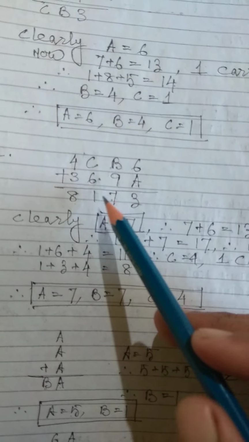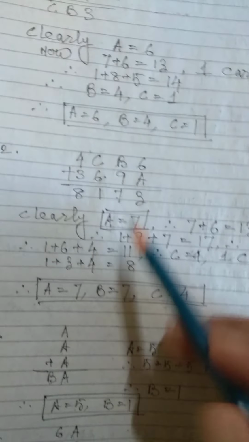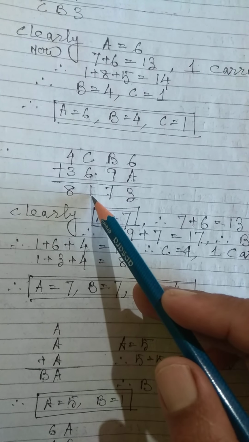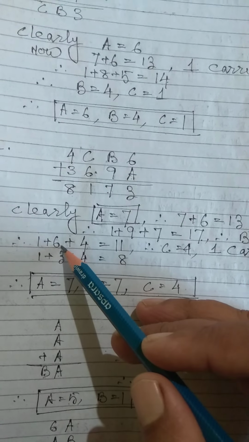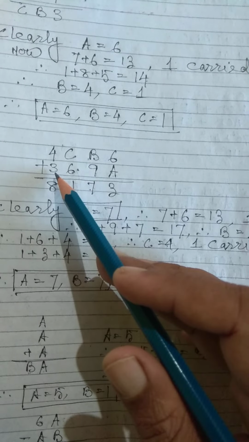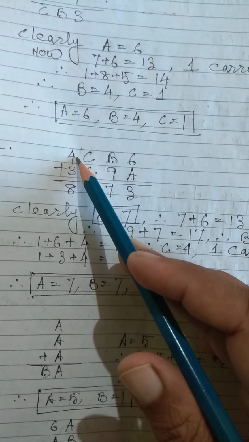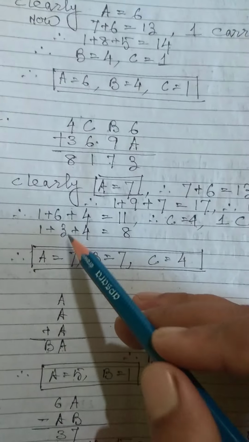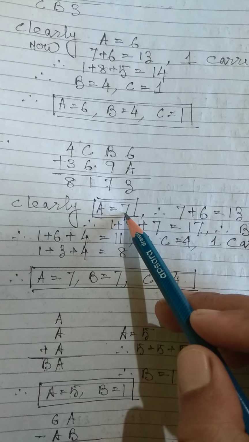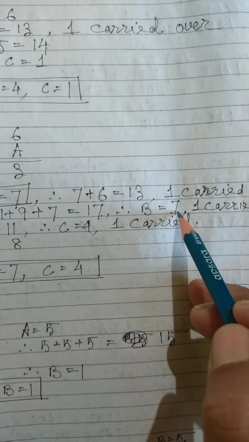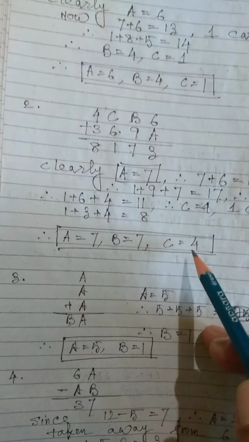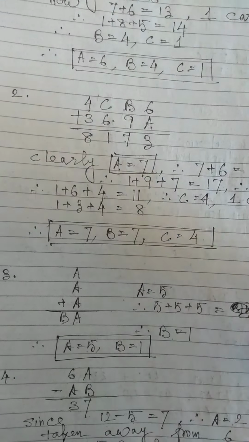Then this carried over 1 plus 6, so 1 plus 6 plus what number equal to 11. So 6 plus 1 is 7, plus 4 equal to 11, and 1 is here and 1 is carried over. So 1 plus 3 plus 4 equal to 8. Therefore A equal to 7, B equal to 7 and C is equal to 4. These are the values of A, B, C.